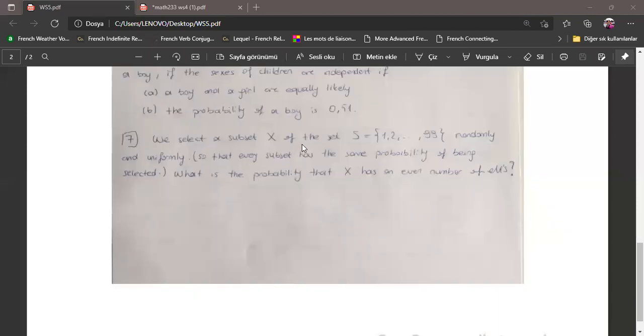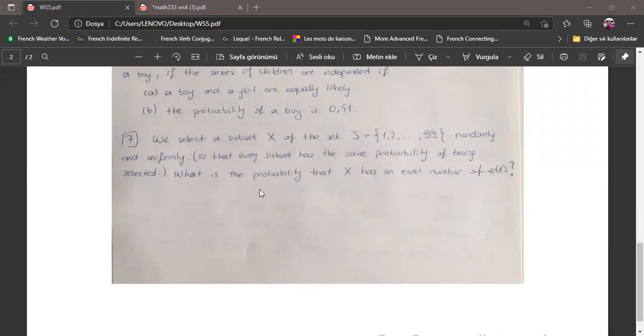Now we will select a subset of this set S, which contains these numbers. It has 99 elements. We will select that X randomly and uniformly. Uniformly means here that selecting any set has the same probability. Okay, now what's the probability that X has an even number of elements?